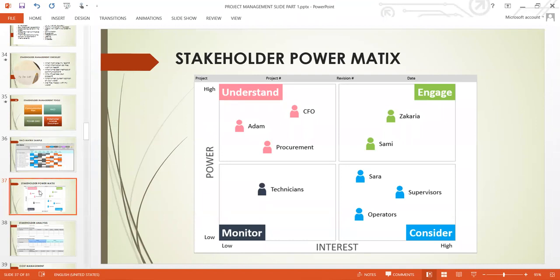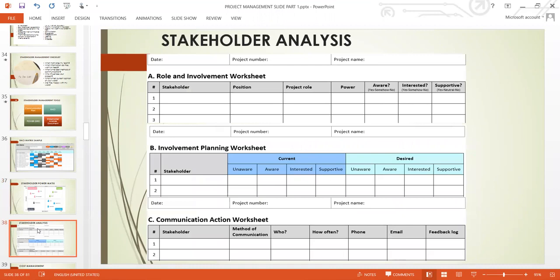And then there are other documents when you are doing your stakeholder analysis. Some of these documents are stakeholder roles and their involvement. You need to create this kind of worksheet where you plot stakeholders: their name, their position, their role, their power. You must have analyzed the power, and then you keep them aware. For those you need to keep aware, you keep them aware. For those that are interested, for those that are supportive, this is how you classify them. This is how the role and involvement worksheet looks like. These are used for stakeholder analysis.